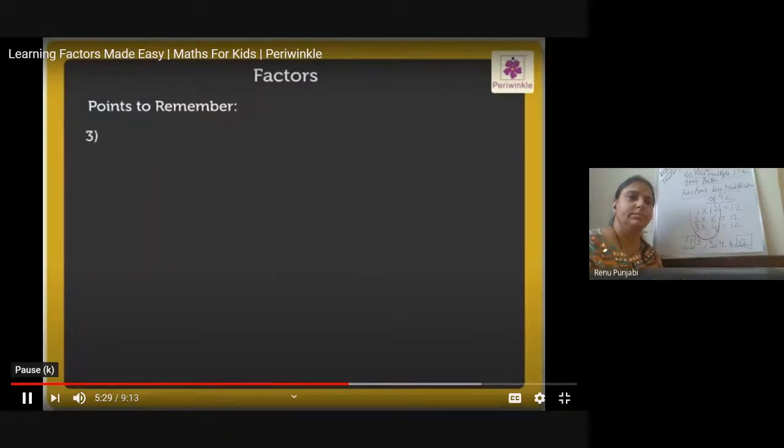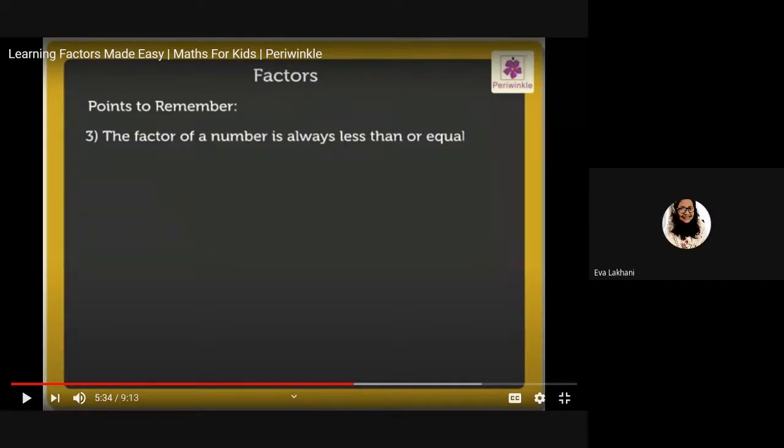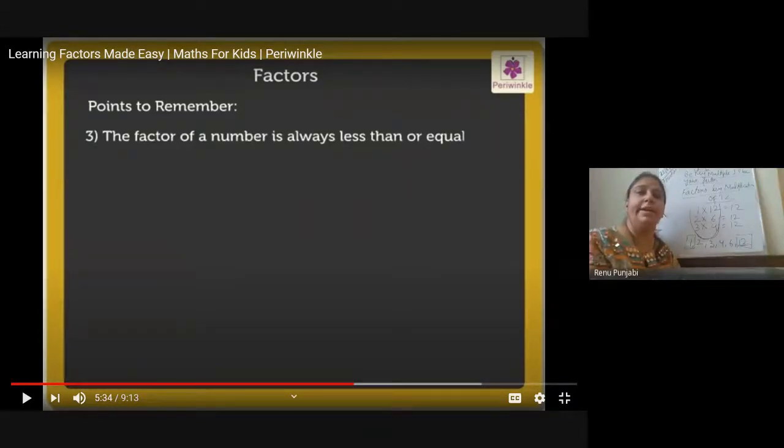Point 3. The factor of a number is always less than or equal to the number. This is also a point to remember. If I say write the factors of 32, it should click in your mind that all the factors of 32 should be less than 32 or equal to 32, because 32 is a factor of 32 itself. But other factors should be less than 32.